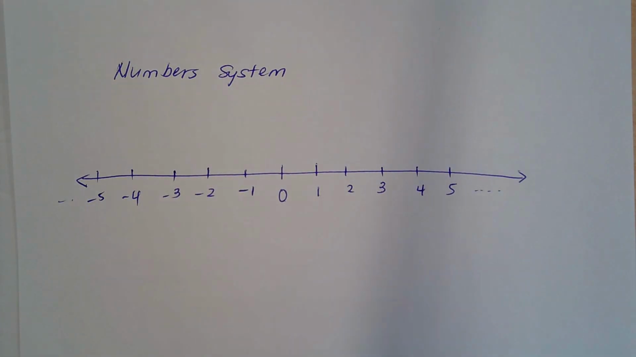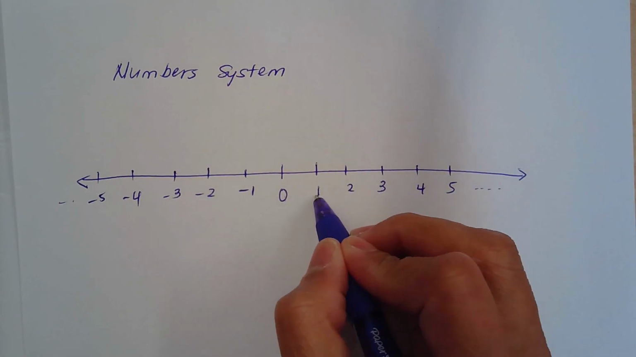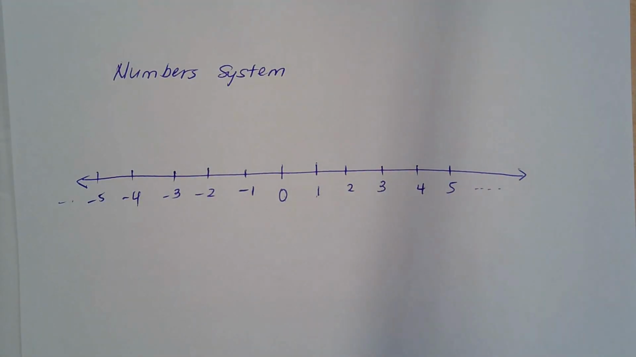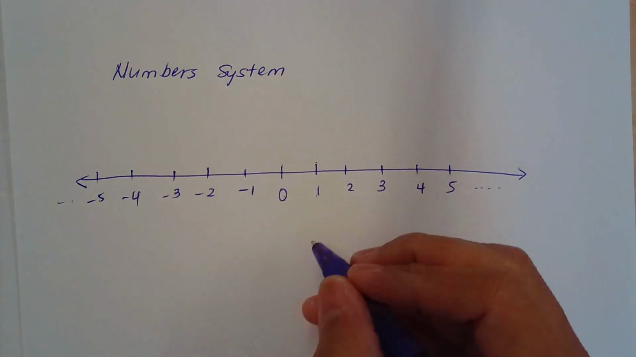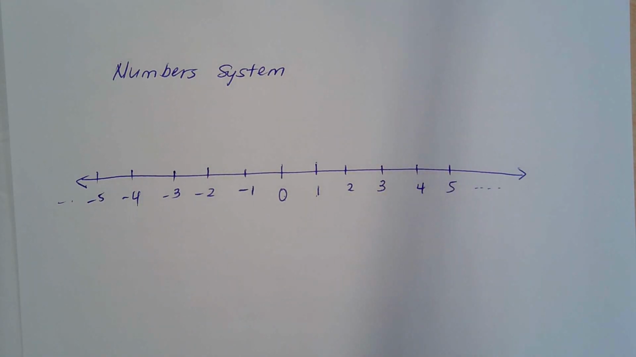And we also have the fractions, like a half, right? In between would be a half, a third, a quarter, and so on, right? So in between 0 and 1, there could be infinitely many numbers. In between are the rational numbers, which includes fractions and decimals.